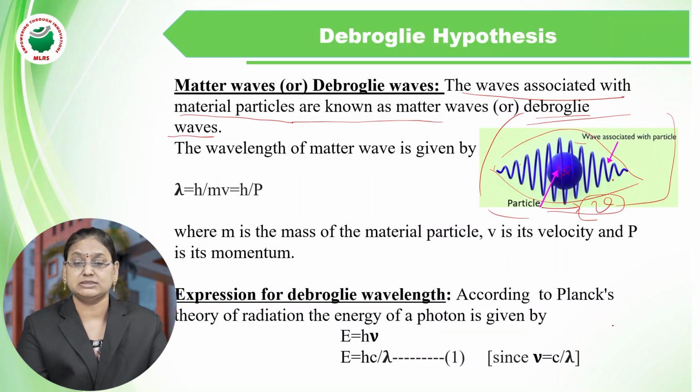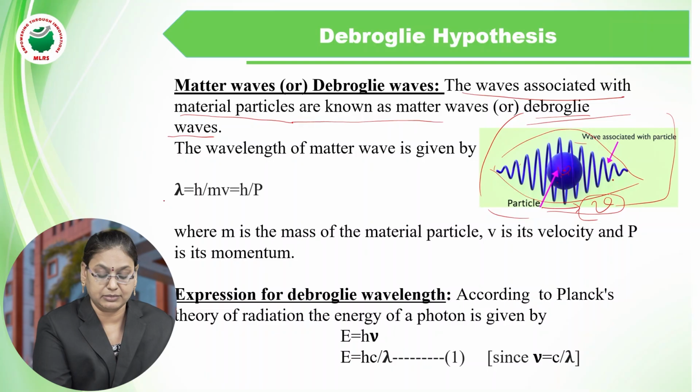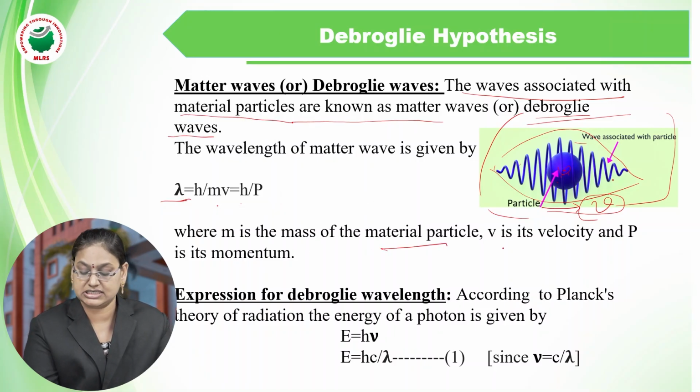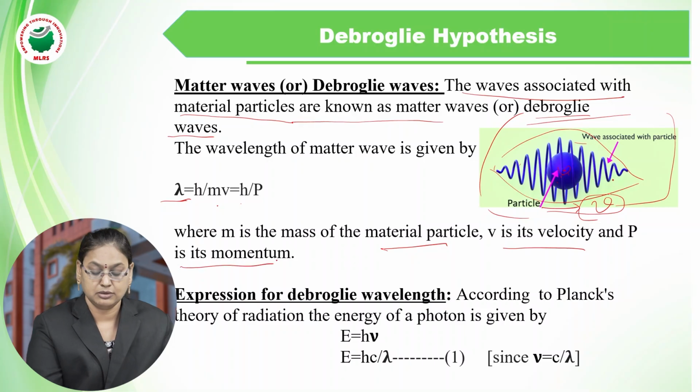The wavelength of these matter waves is given by lambda is equal to h by mv, or it is equal to h by p, where m is the mass of the particle, v is the velocity, and p is its momentum.